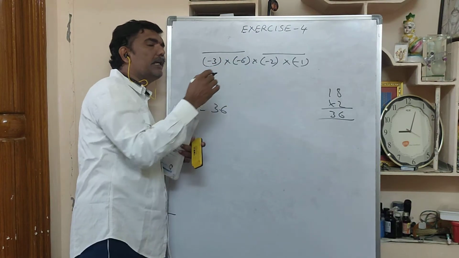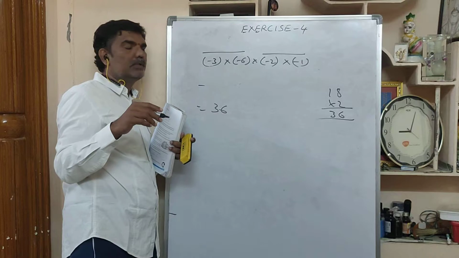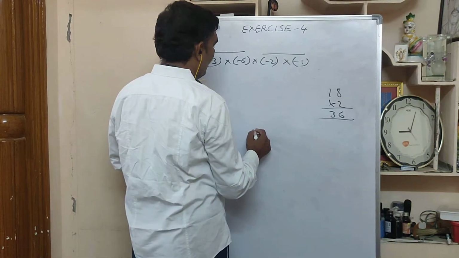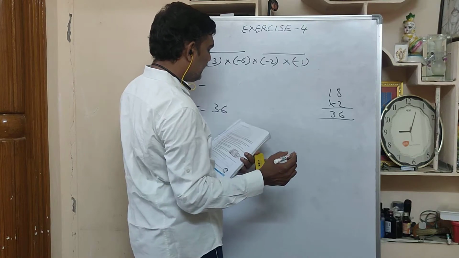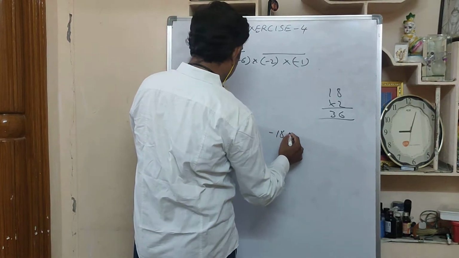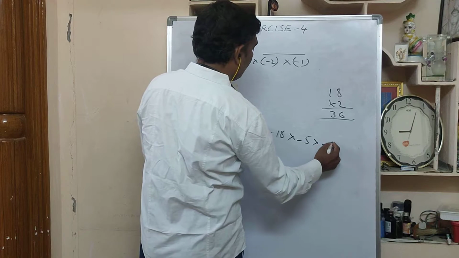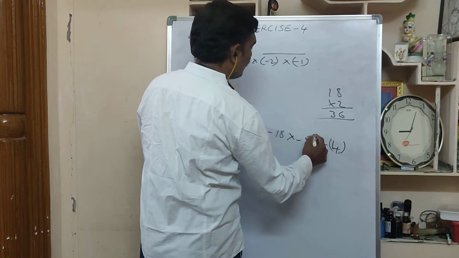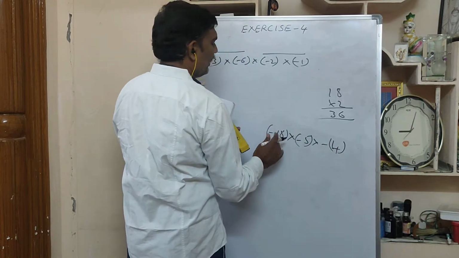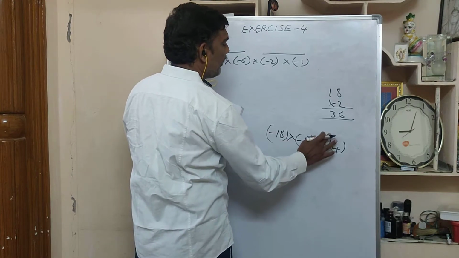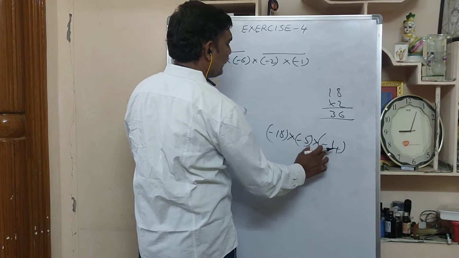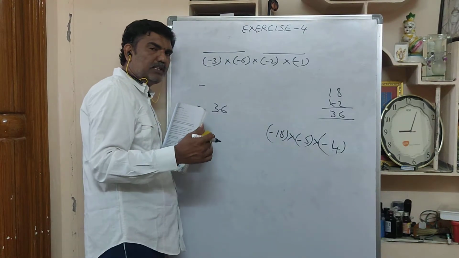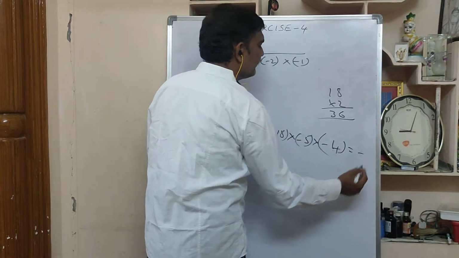If you multiply minus an odd number of times, like you have here in the question, 8, minus 18, minus 5, minus 4. Now, minus is an odd number of times. Minus is 1, 2, 3. An odd number of times is there, which means in the answer you will get minus only.